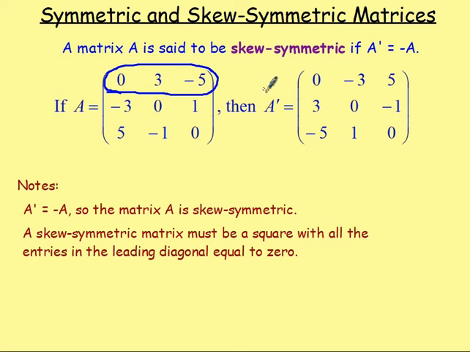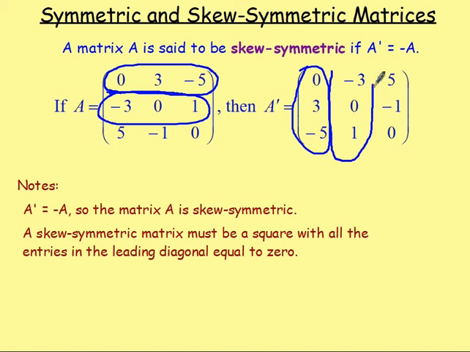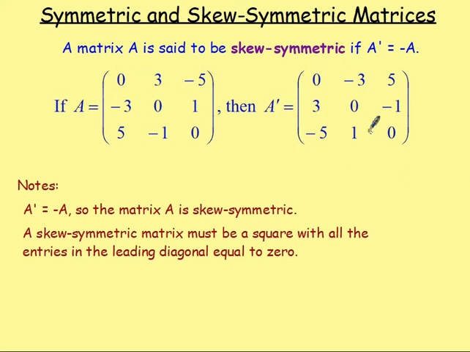What's meant by skew-symmetric? Well, that is when you take the first row and it becomes the first column, the second row becomes the second column, and so on. But if you end up with the negative of what you had at the start, so you can see here that the transpose of A is the negative of A, and that means the matrix A is going to be skew-symmetric.